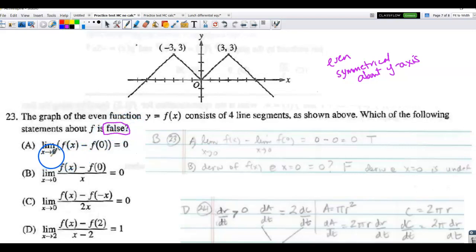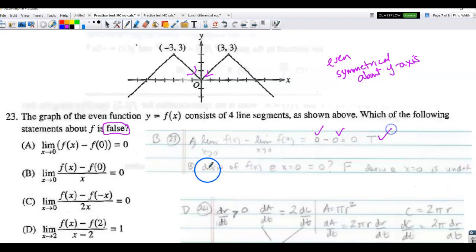So first it says the limit as x approaches 0 of f of x minus f of 0 is 0. So we can take that apart using limit properties. The limit as x approaches 0 of f of x, from the left and from the right, we are approaching a y value of 0. So that's where that 0 comes from. And the limit as x approaches 0 of a constant, f of 0, is just a constant, which happens to be 0, is 0, and 0 minus 0 is 0, and that's a true statement, and we're looking for a false statement.